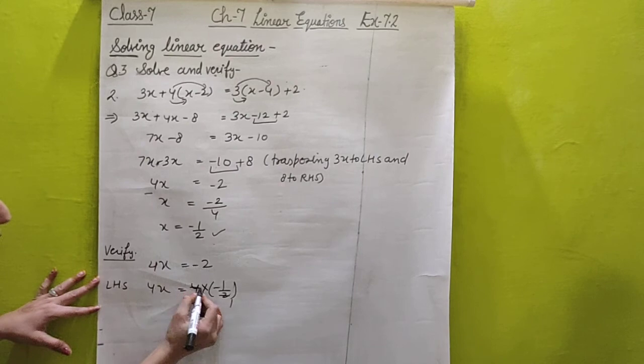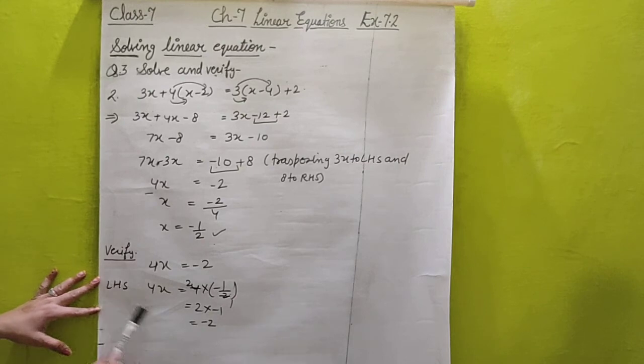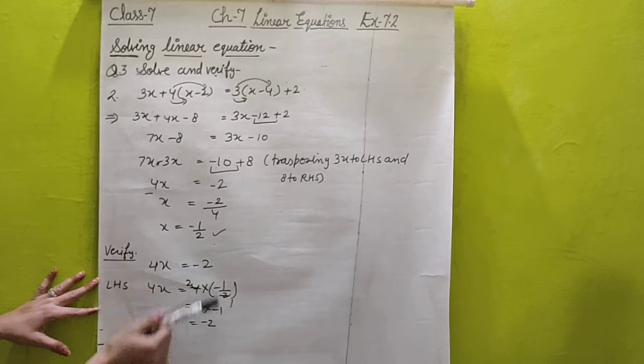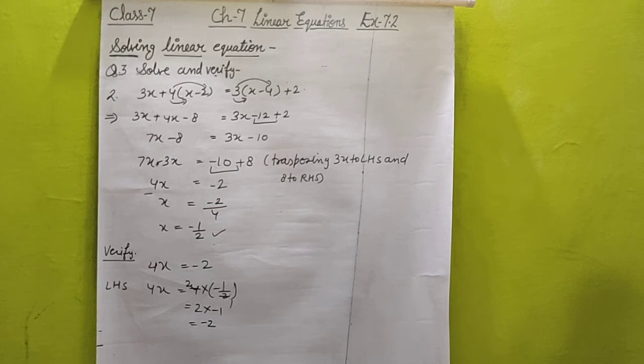2 ones are 2, 2 twos are 4. Now 2 multiplied by minus 1 will be minus 2. LHS part is minus 2, RHS part is minus 2. LHS and RHS are both equal. It means x is equal to minus 1 upon 2 is the correct solution, the correct answer.